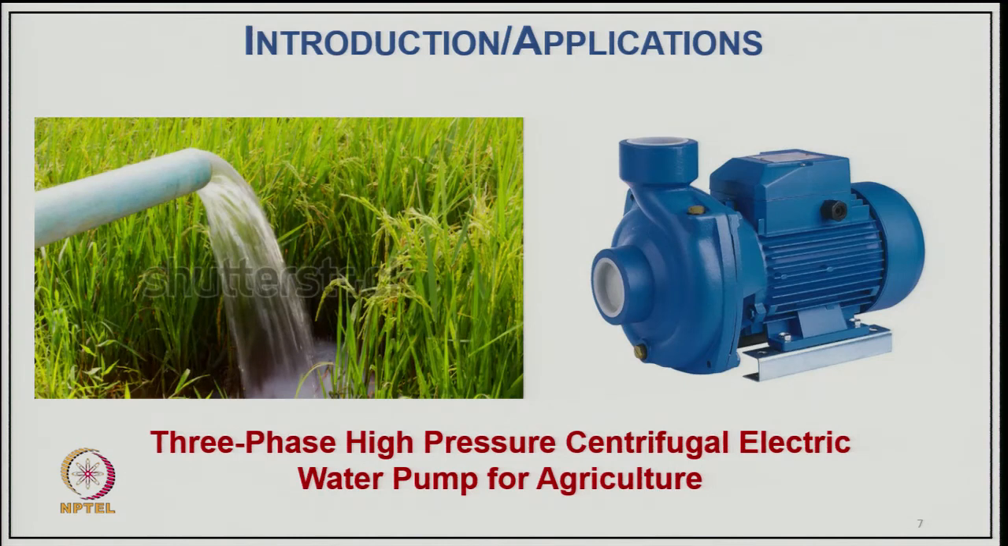Typically 3-phase systems are used in high pressure centrifugal electric water pumps, normally used for agriculture, drinking water supply, and many places, even including aqua farms. So, in many places we require irrigation, and for that purpose we use these pumps, both surface mounted as well as submersible pumps.